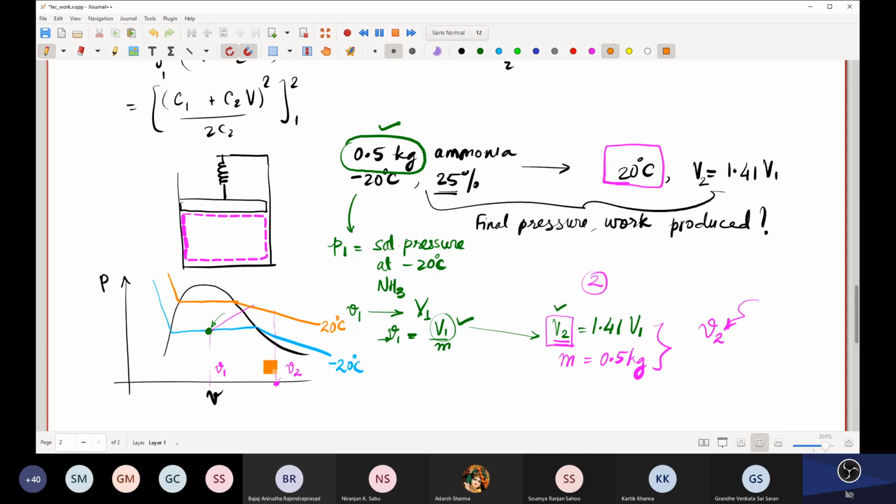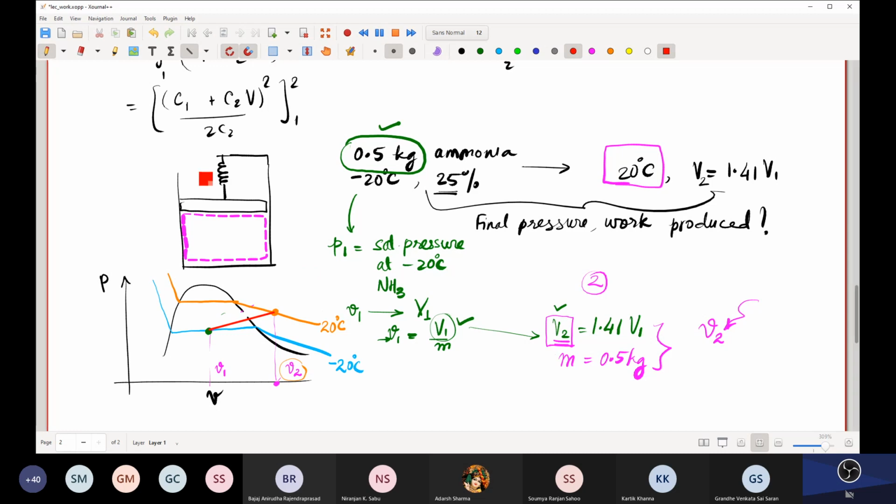Okay. And the intersection of V2 with the 20 degrees Celsius isotherm is the second point, and the straight line joining these two is the actual process. Maybe I can draw it with a different color. Maybe I'll draw it in red. This is the actual process.